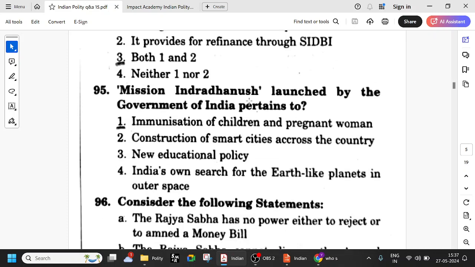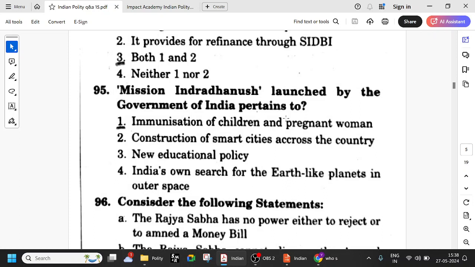So, Mission Indradhanush, there are two things actually. One, Mission Indradhanush is related to immunization of children and pregnant women. That is true. And also there is a Mission Indradhanush related to banking. In banking reforms also there is one mission called Indradhanush, where it has a sevenfold strategy, recapitalization, all those things. So look at the options.